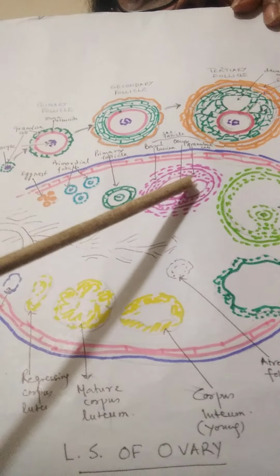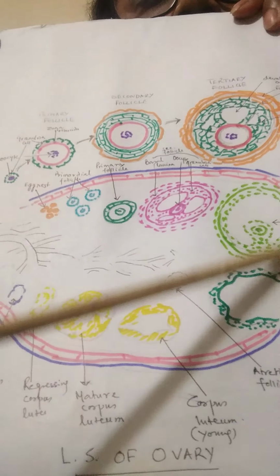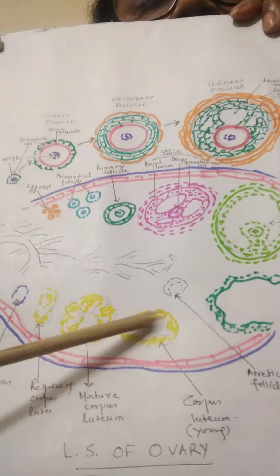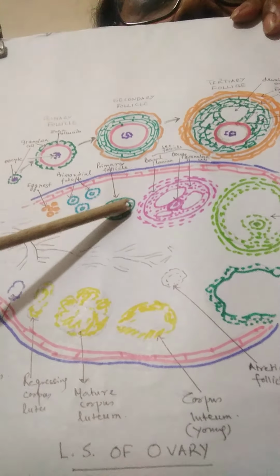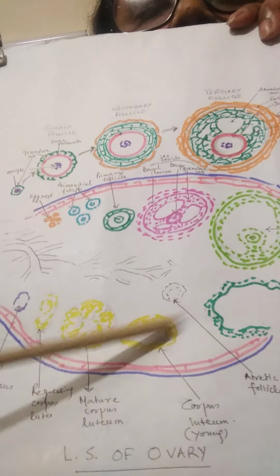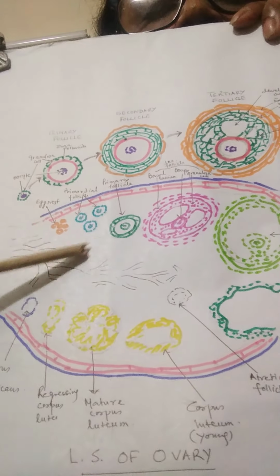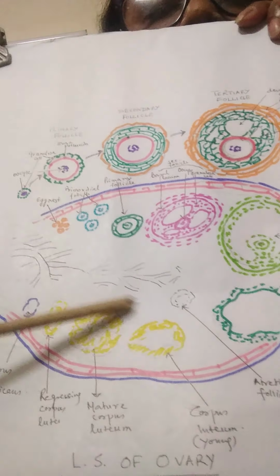If we go on inside the ovary, we will find that there are two distinct parts. This one is the cortex, the outer part, which contains follicular cells and is richly supplied with connective tissue. And here is the inner part, the medulla, which is richly supplied with blood vessels.